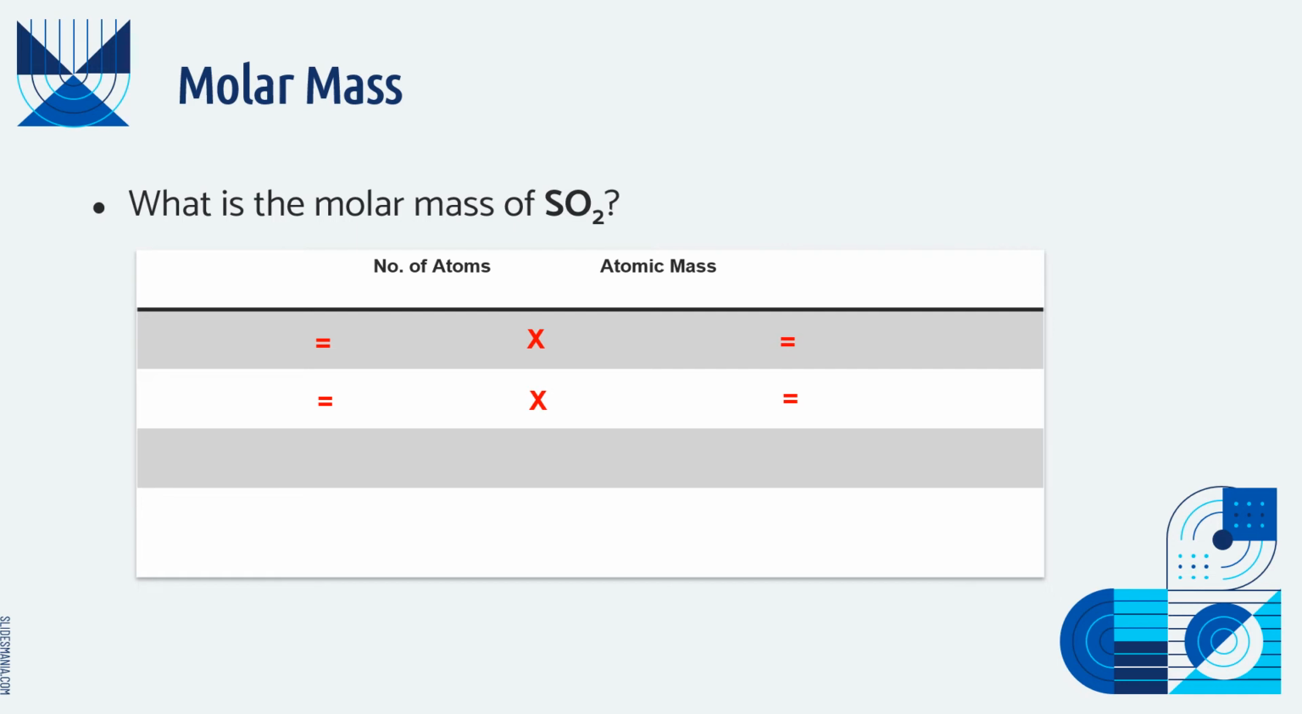In this problem, there are two elements. We have sulfur and oxygen. The number of atoms of sulfur is 1. The number of atoms of oxygen in the molecule of SO2 is 2. The atomic mass of sulfur is 32.07. Therefore, 32.07 times 1 is 32.07 gram per mole.